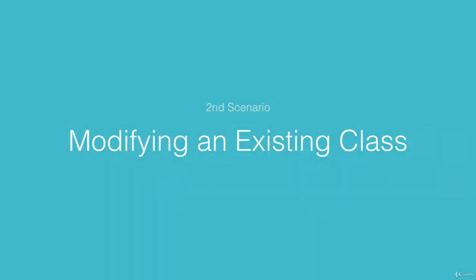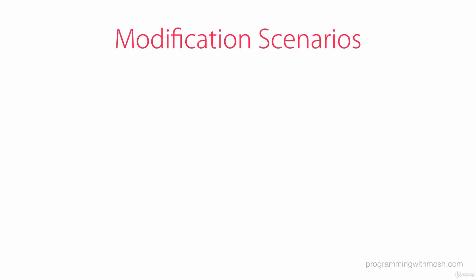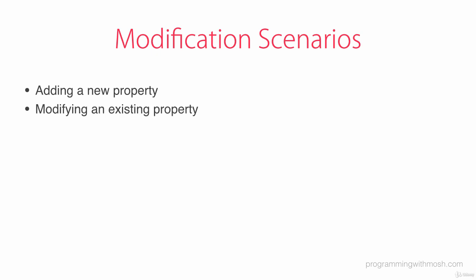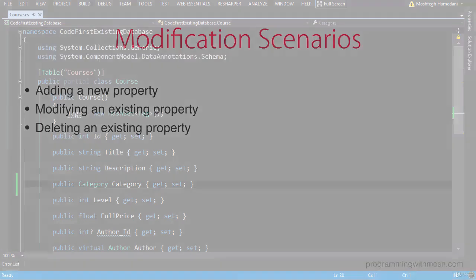In the last lecture, we looked at the first migration scenario, adding a new class to our model. Now in this lecture, we're going to focus on another scenario, modifying an existing class. So I'm going to show you three kinds of modifications. Adding a new property to a class, modifying an existing property, and deleting an existing property.